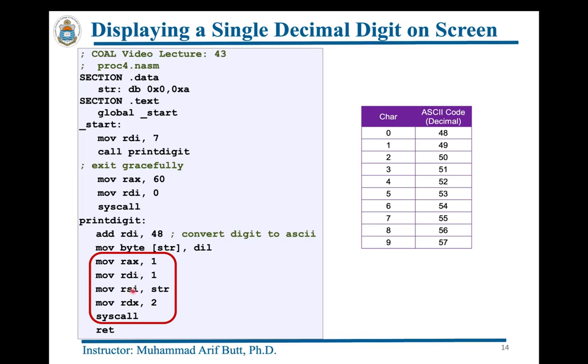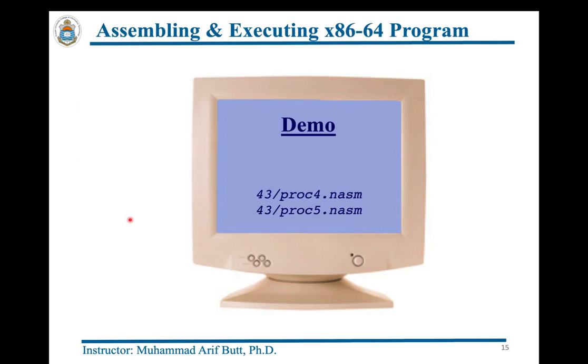And now these are the standard 5 lines of code that will display the 2 bytes of memory contents pointed to by str on standard output using the write system call having the ID of 1. And this ret instruction will return the control to the next instruction after the call instruction over here. And this is the code to make the exit system call to terminate the program. Great. Let us now move on to the terminal to see our demonstration of this program.